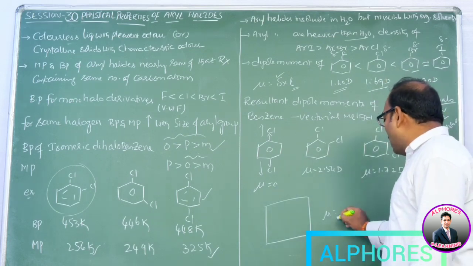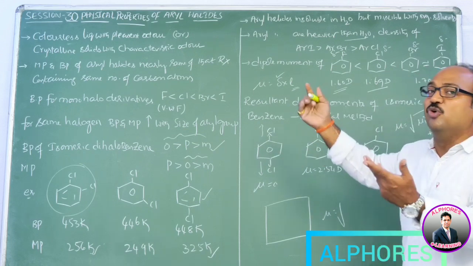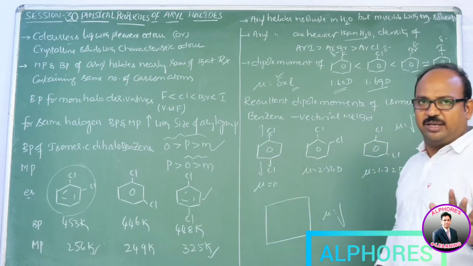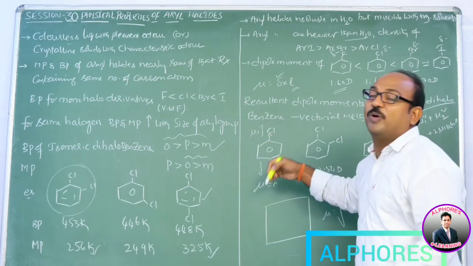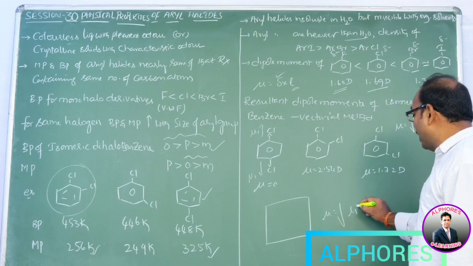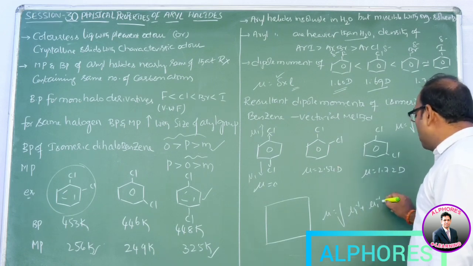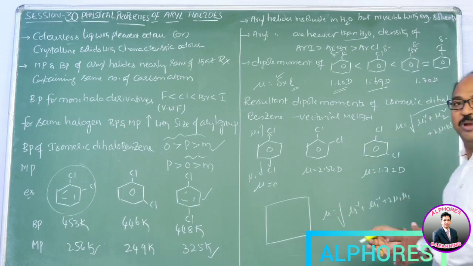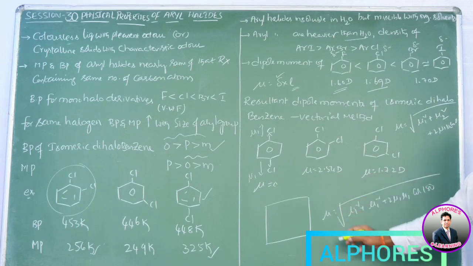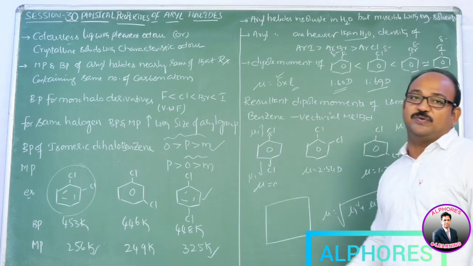So mu is equal to the square root of... say the C-Cl bond moment is mu1, because here also C-Cl, here also C-Cl, both are the same. So mu1, mu2 is not necessary. Either of these two, say its bond moment is mu1, obviously this one is also mu1. So net is equal to mu1 square plus mu1 square plus 2 mu1 mu1 cos 180. So mu1 square plus mu1 square, 2 mu1 square, plus 2 mu1 square cos 180. It will be minus. Total will be 0. So net dipole moment is 0 for this one.